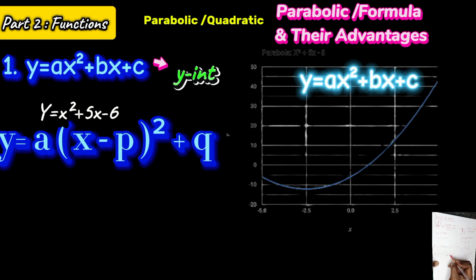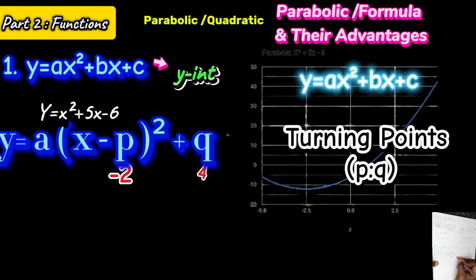Now with that, we are dealing with functions. The advantage of this formula is that we already know if we have these values here. Let's say we had a value here, let's say -2 in this manner, and then here 4. This means that these two values are our turning points. This one is our y turning point, and then this one is our x turning point.